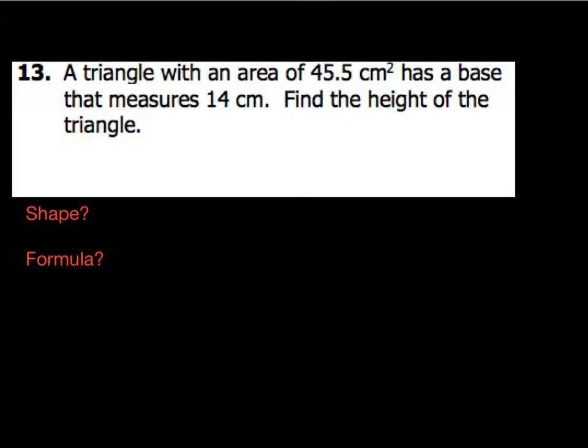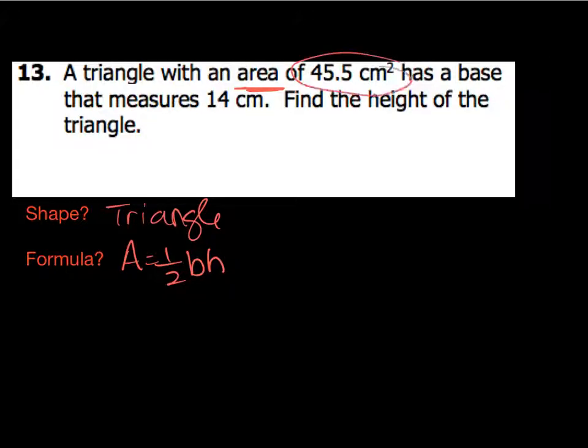Here we have a word problem. We're going to stick to the basics. What's the shape and what's the formula? As I read it, it says it is a triangle. So we're going to go ahead and write in the word triangle. What's the formula for a triangle? It is 1/2 base times height. Let's continue to read. It does say area, so we have written down the right formula. It says that the area is 45.5. So here for area, I'm going to substitute in 45.5.